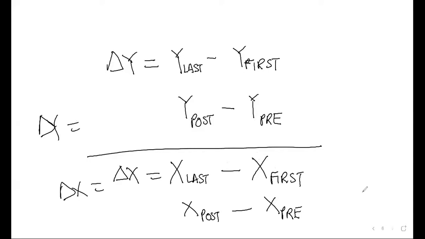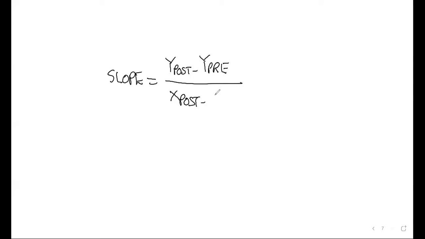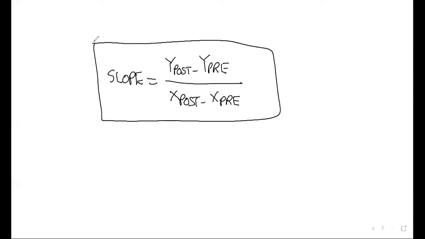Okay. So now we are formally doing the slope. Slope is equal to y post minus y pre divided by x post. If you're not happy with post and pre, you can use last and first, whatever you like. This is just a reference thing.